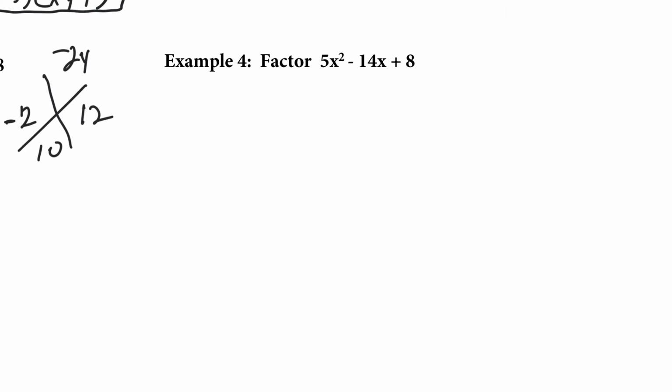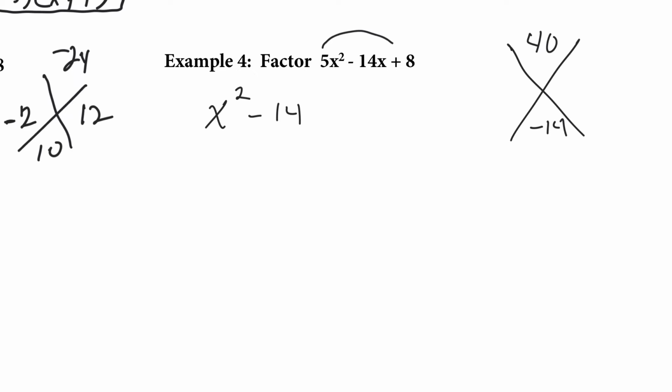Okay. The last example that I have is 5x squared minus 14x plus 8. 5 times 8 is 40. And the middle coefficient is negative 14. So we have x squared minus 14x plus 40. What two numbers do you multiply to get 40?